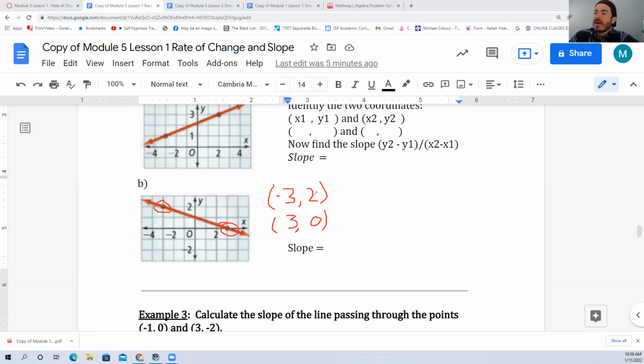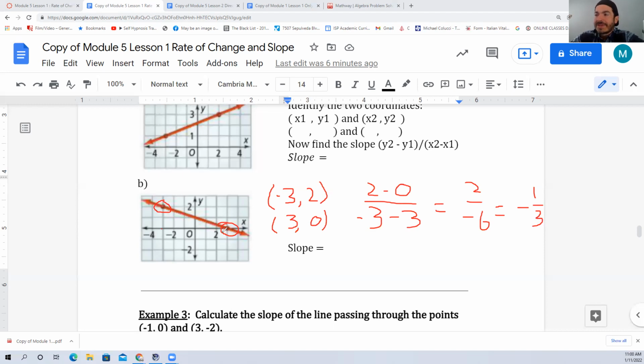I'm going to take my Y's, 2 minus 0. I use that top point as my Y sub 2. So I need to use the exact same point, the X coordinate for that first point, and put it underneath. Negative 3 minus 3. This is 2 minus 6. And if we remember our fraction math, that can reduce down to 1/3. Also negative.